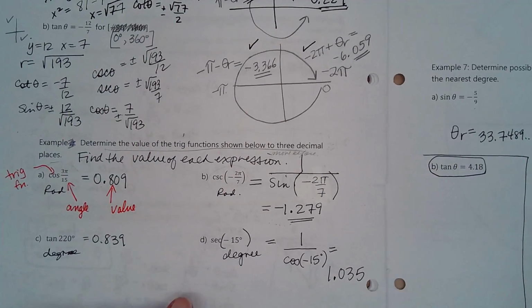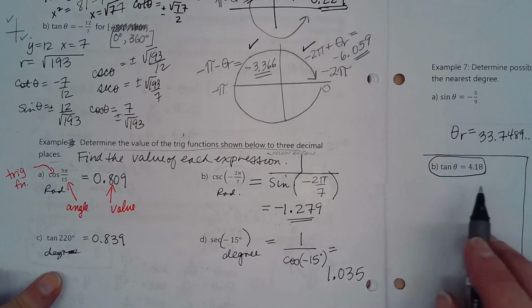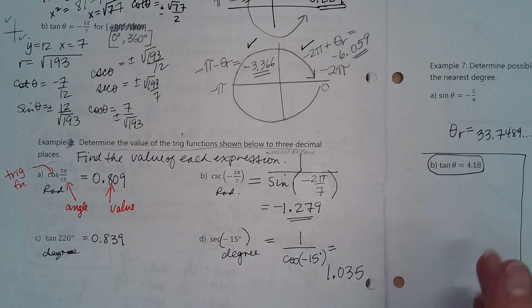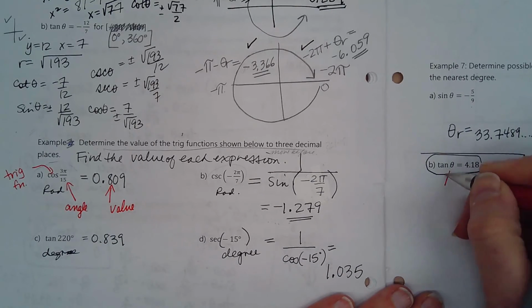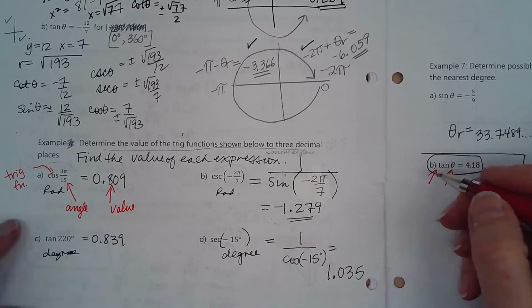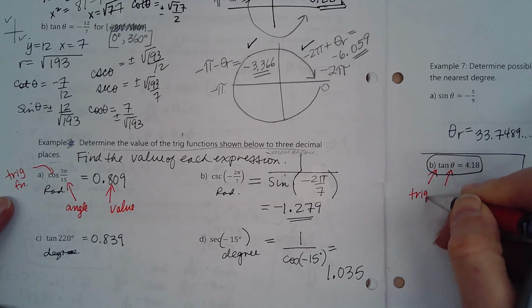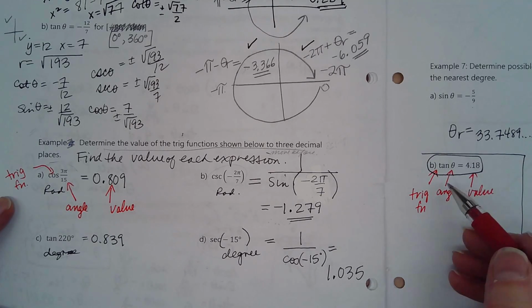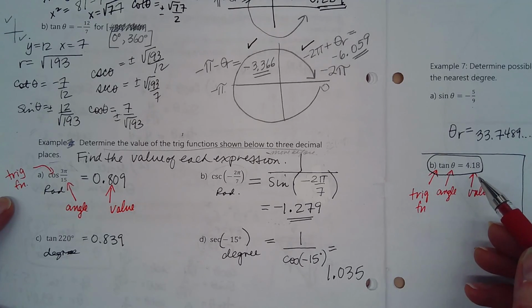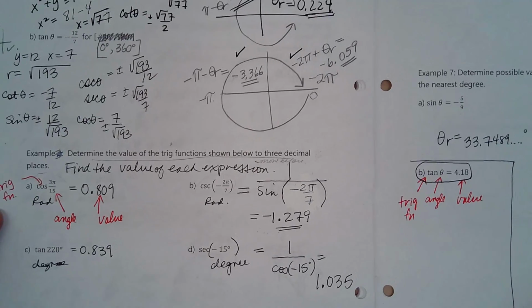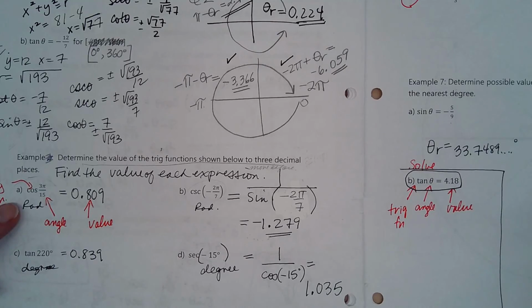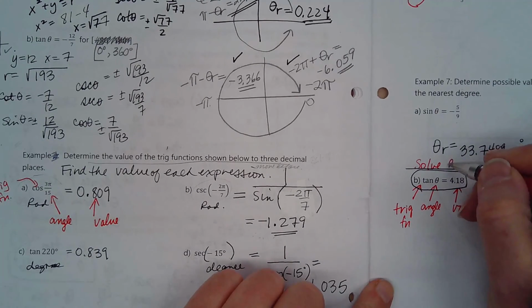Do you notice the difference between these two, tan of 220 and tan of theta equals 4.18? This is the trig function, this is the angle, and this is the value. Is this an expression or an equation? Equation. So you are solving for this. Here you're just typing into your calculator. Here you're solving. Solve for theta.